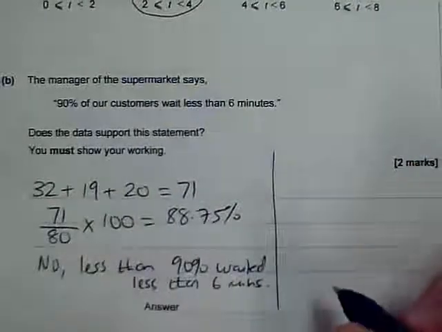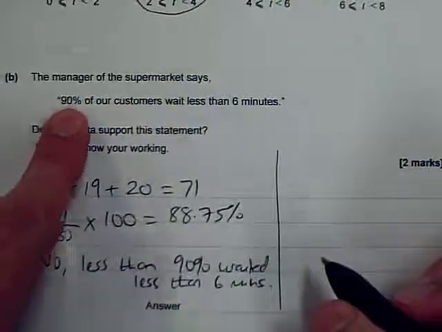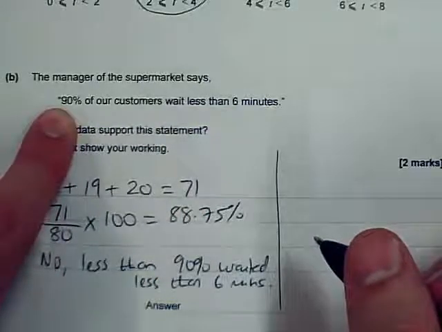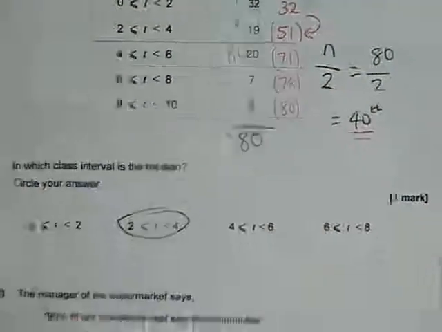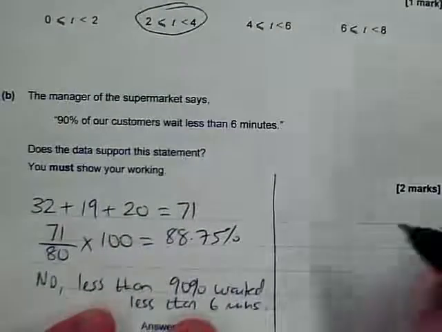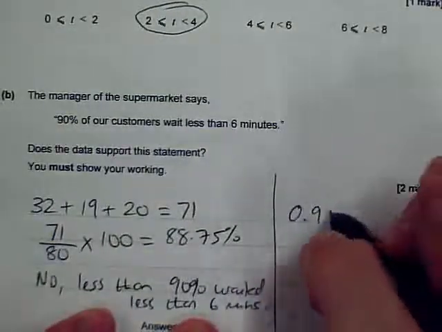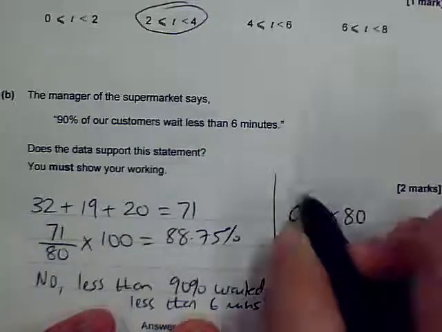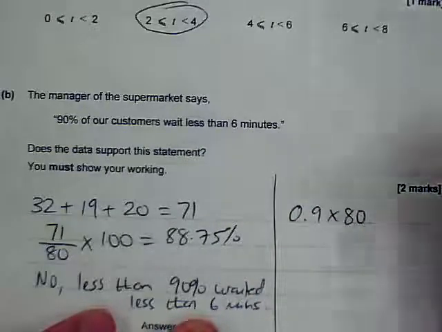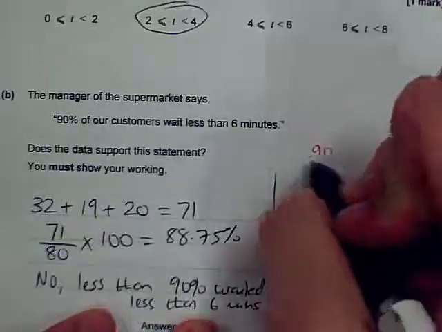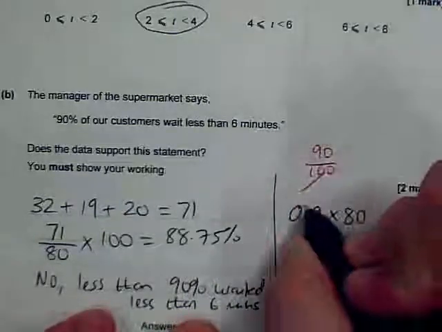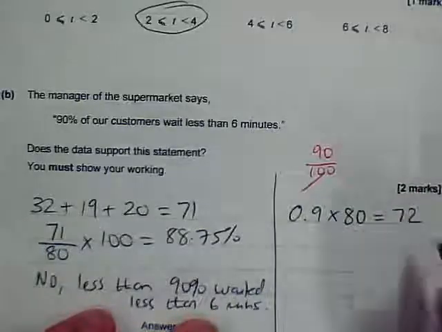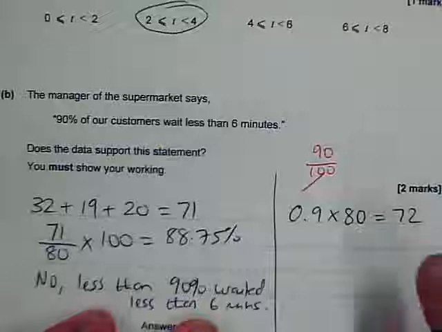Another way that people have answered this question, because it said 90% of customers waited less than 6 minutes. People have worked out, well, what is 90% of our 80 customers? So people have worked out 90% to be 0.9 multiplied by 80. Remember, 0.9 is the multiplier for doing 90 over 100. So 90% is 0.9. Multiply that by 80, that gives you 72, again on your calculator.